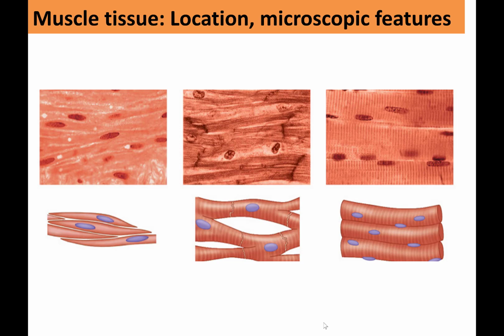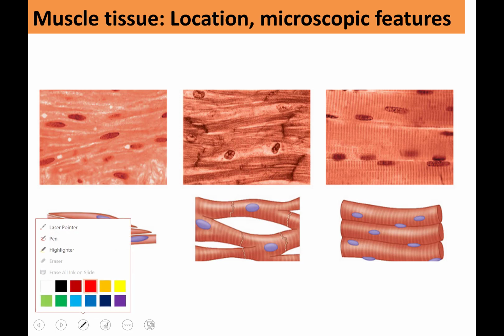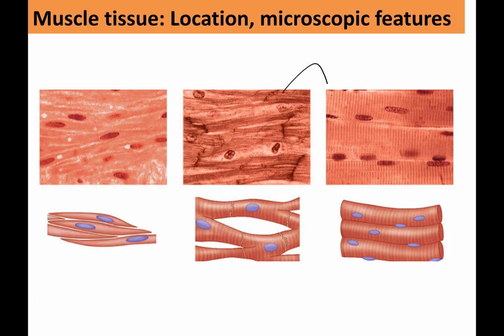So there are 3 types of muscle tissue, as you can see right here. 2 of these muscle tissues do have striations on them, so basically stripes that you can see underneath the microscope. The one that has the most visible striations is this one here, and that is skeletal muscle. And skeletal muscle is the only voluntary muscle. This is the skeletal muscle that you work out when you go to the gym.